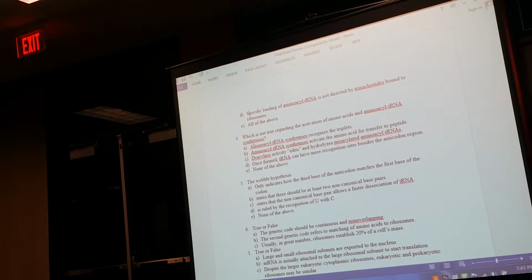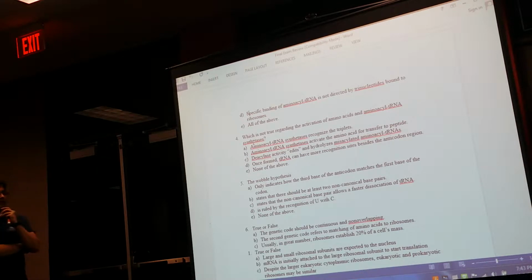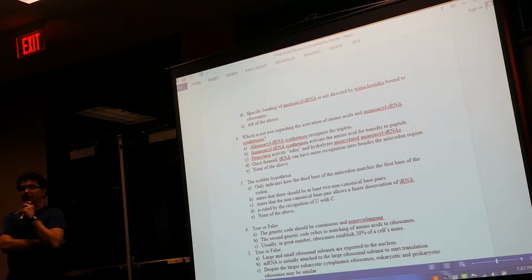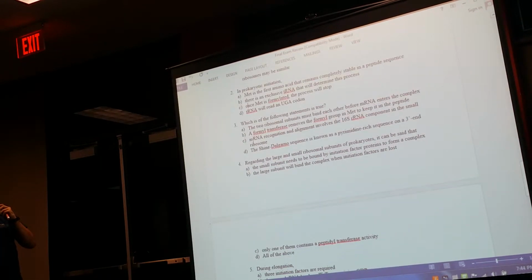mRNA is initially attached to the large ribosomal subunit to start translation. That's false. It's the other way around. It's bonded to the small ribosomal subunit. Despite the larger eukaryotic cytoplasmic ribosomes, eukaryotic and prokaryotic ribosomes may be similar. That is true as well. You remember that the codon is similar between prokaryotes and eukaryotes. The ribosomes need to be similar as well. Even though eukaryotic ribosomes are larger, they operate very similar to prokaryotic ribosomes.